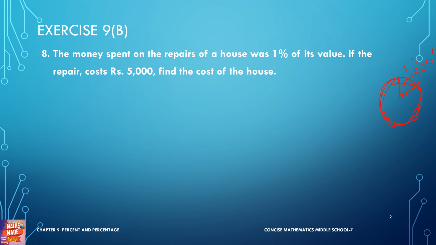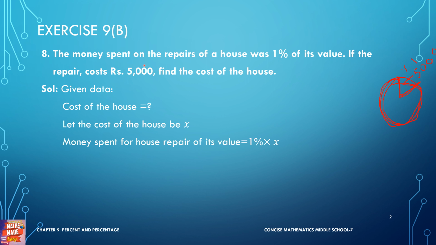I hope it's clear, right? So let's write the given data first. Given data, we have to find out the cost of the house. Since they have given 1% of its value, value is nothing but the cost of this house. 1% of the cost of the house. So we are going to assume this as x. It is nothing but value, children. Value of the house or cost of the house, right?